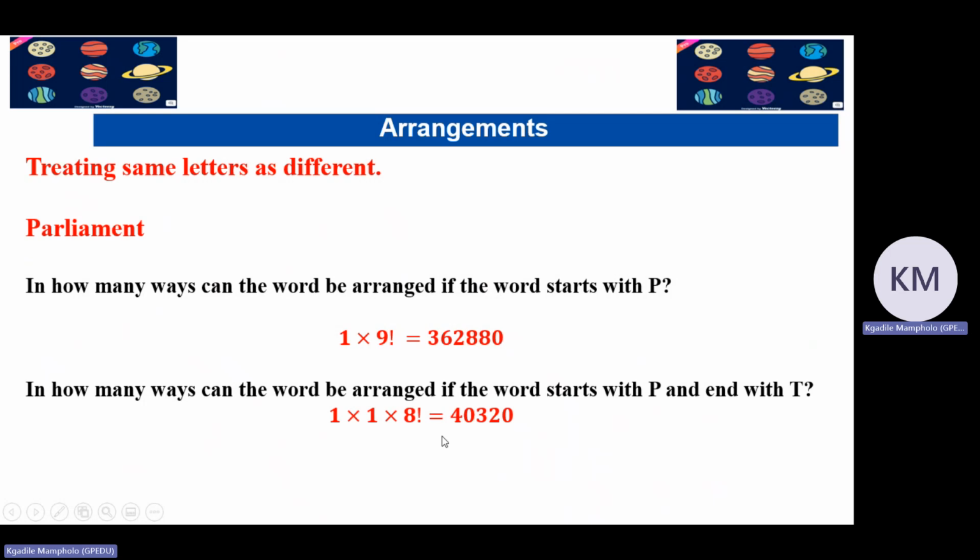It means if you want to form a word that starts with P and ends with T, and P and T are fixed, you're playing around with 8 letters. So the total number of words you can form out of the word parliament, if the word starts with P and ends with T, will be 40,320.